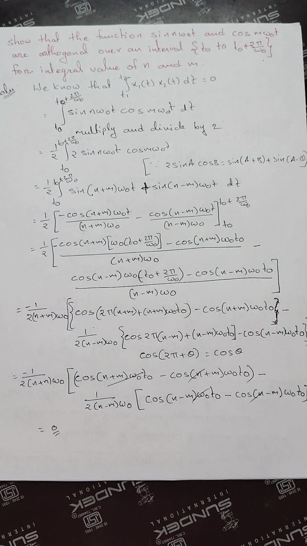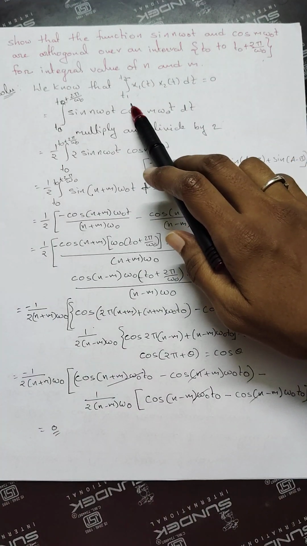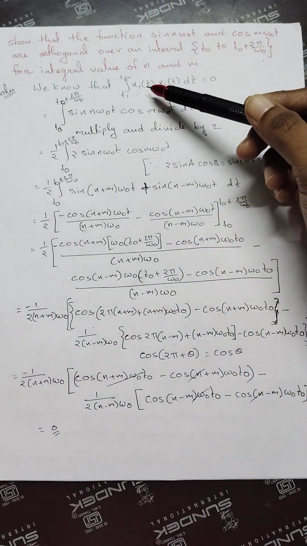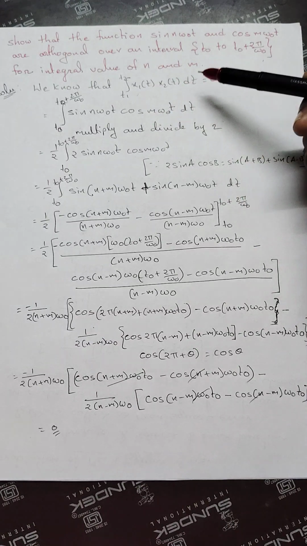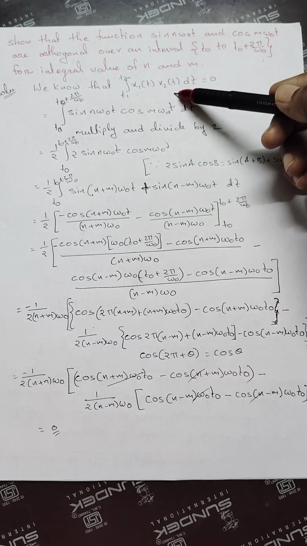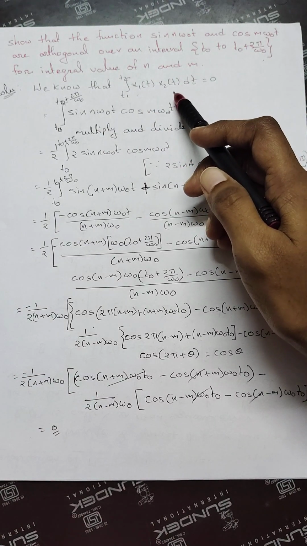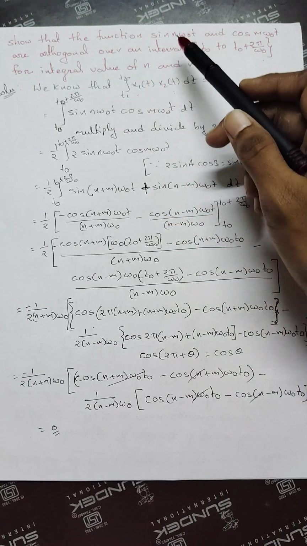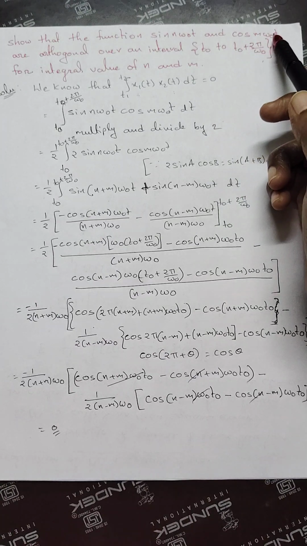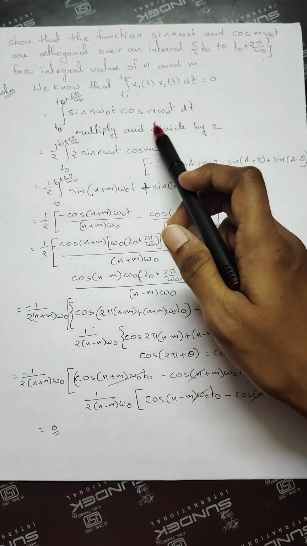We already know the formula for orthogonality: the integral from t1 to t2 of x1(t) x2(t) dt is equal to 0. Here we write f1(t) f2(t) dt; the variable is changed, in the previous video there was f1(t) and f2(t). Now, in place of x1(t) we take sin(n omega naught t), and in place of x2(t) we take cos(m omega naught t). So I am substituting the x1(t) and x2(t) values here.